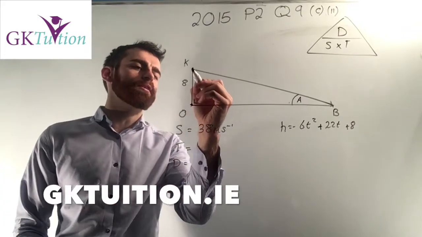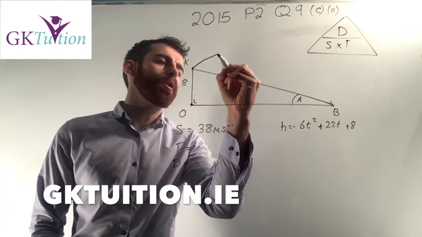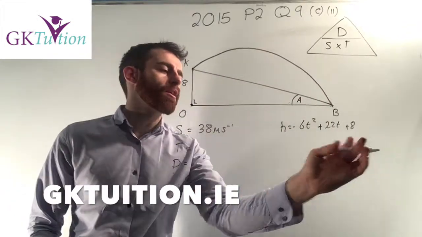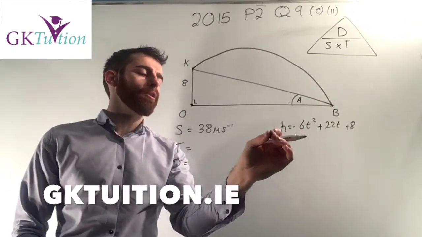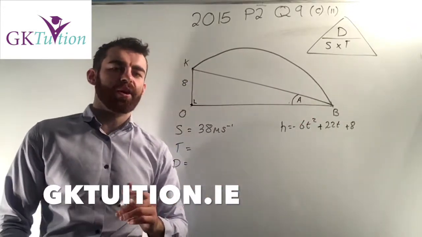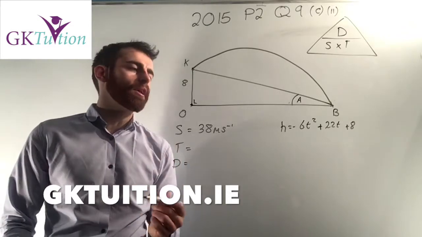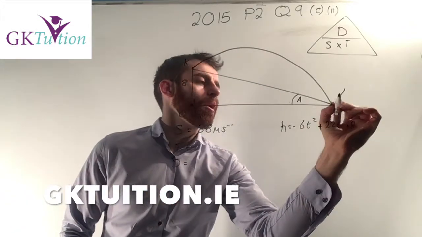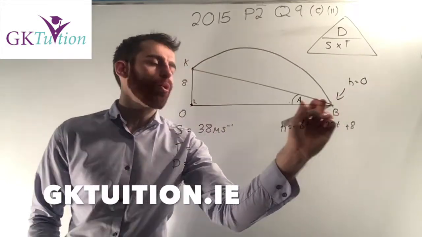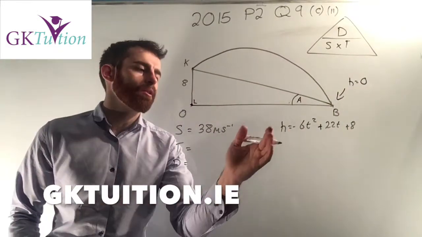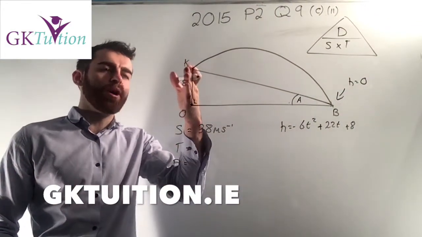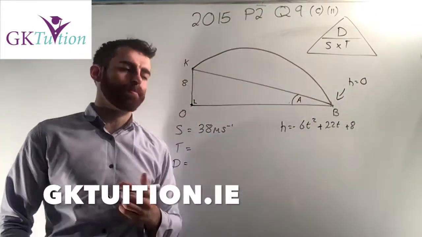So in other words, I need to find the time it takes for the ball to get from K to B. And luckily we have a quadratic equation to describe how the height changes relative to time. So if I know the height, I can work out what the time is. So you just need to realize that when the ball lands at B, that means that the height is equal to 0. At this point, the height is equal to 0. So if I know when the height is 0, I can work out the time it takes for the ball to get from the point K to the point B.